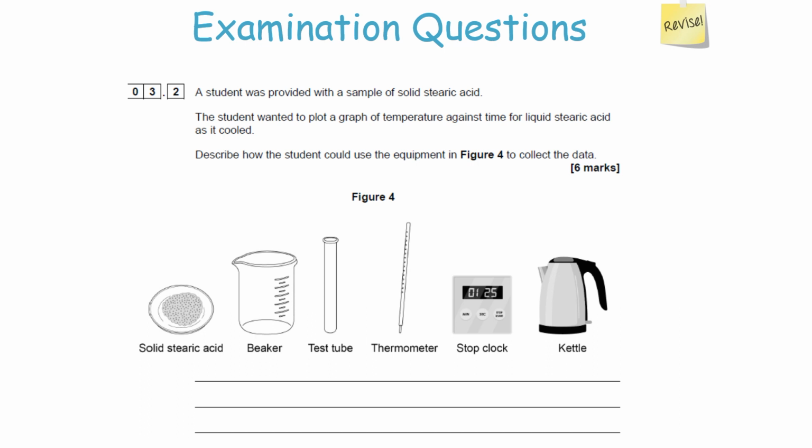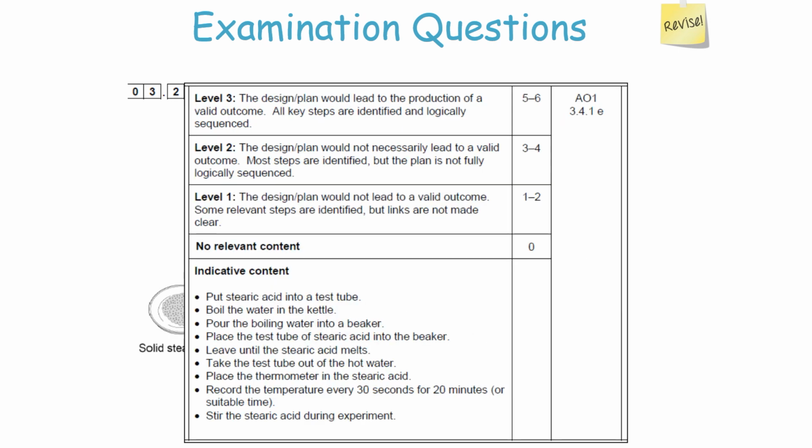that we do, we've got to talk about a few things. Firstly, how to do the practical, what are we measuring, how are we measuring it, and what values are we going to take. So the first thing you do is you take your stearic acid and you place it in the test tube. You then boil water in the kettle and pour the boiling water into a beaker. You then place the test tube of stearic acid into the beaker and leave until the stearic acid begins to melt. So you then take out the test tube of the hot water, place the thermometer in the stearic acid.